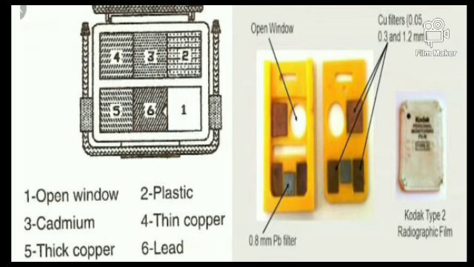So the same thing in the film badge, we are using the darkroom technique to process the film. And to measure the reading, we are using the densitometer. The more the blackness of the film, the more will be the dose received by the staff. So that was the main thing of the film badge. And it can be measure up to 0.2 millisievert of doses.